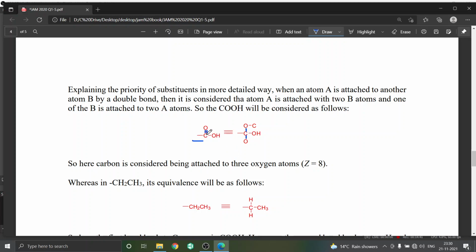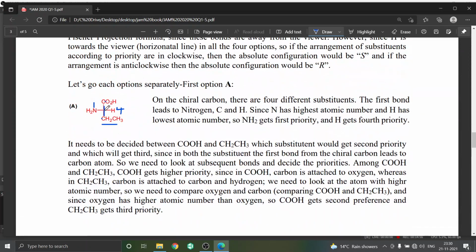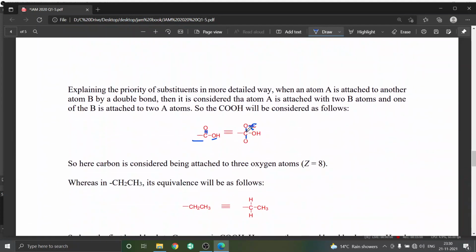And it's not that only carbon is attached to oxygen with a double bond; oxygen is also attached by a double bond to carbon. So for one of the oxygens, I have to draw another carbon, so that I am showing this oxygen is attached to two carbon atoms, and then it is OH. So what happens in the first bond, clarity did not come because both of them were carbon. So we go to the next bond. When I go to the next bond, what I find is oxygen, oxygen, oxygen. So this carbon is attached to three oxygens.